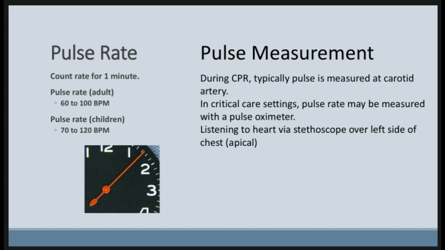Pulse rate. Typically, you need to count the rate for 1 minute. And as I said before, it's usually 60 to 100 beats per minute for an adult, and for children, 70 to 120. During CPR, typically the pulse is measured at the carotid, as I was saying. And if your patient's in the hospital, a lot of times they'll have a pulse oximeter, and that will take a pulse rate as well as determining the level of oxygen in the blood. You can also listen to the heart rate with a stethoscope over the left side of the chest. So that's not as common for what we do in our department. Like I said, you'll do the radial artery.